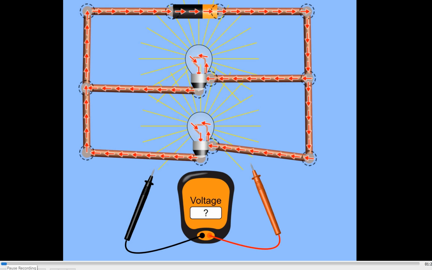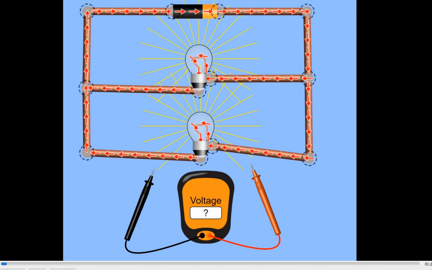Hello Year 9, this is lesson 8 in the electricity booklet. We're looking at the voltage across the power supply, the battery, and the branches in a parallel circuit.